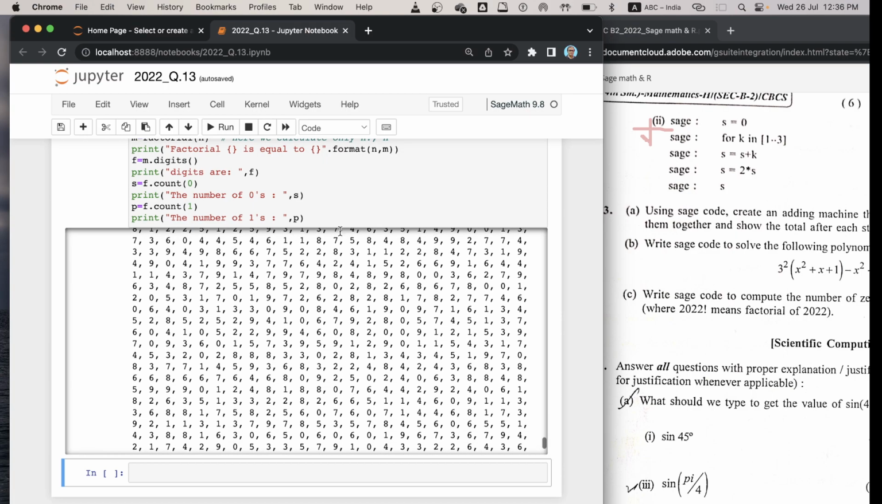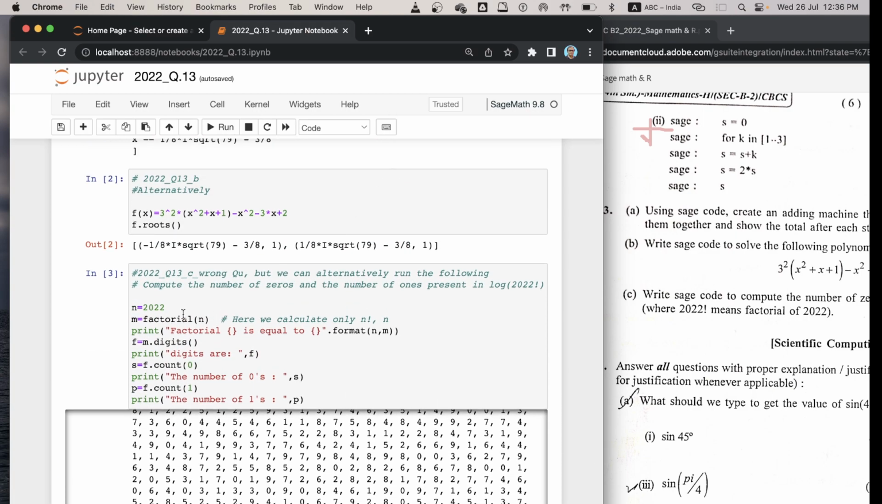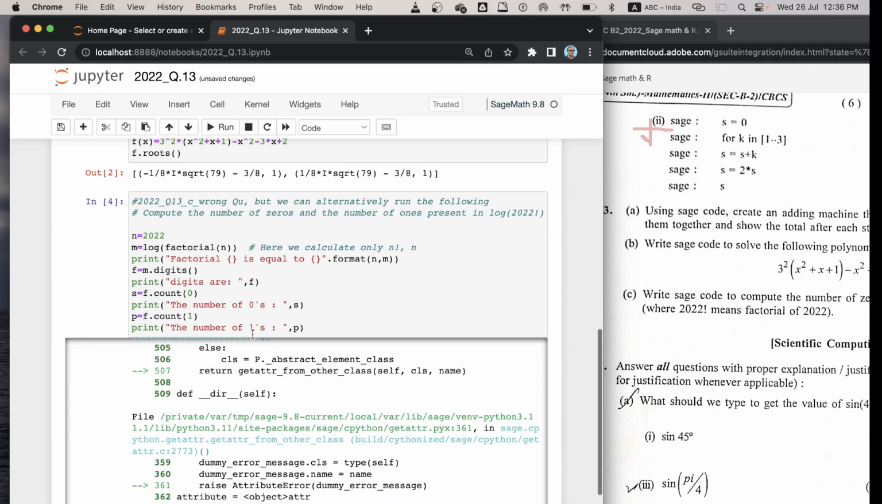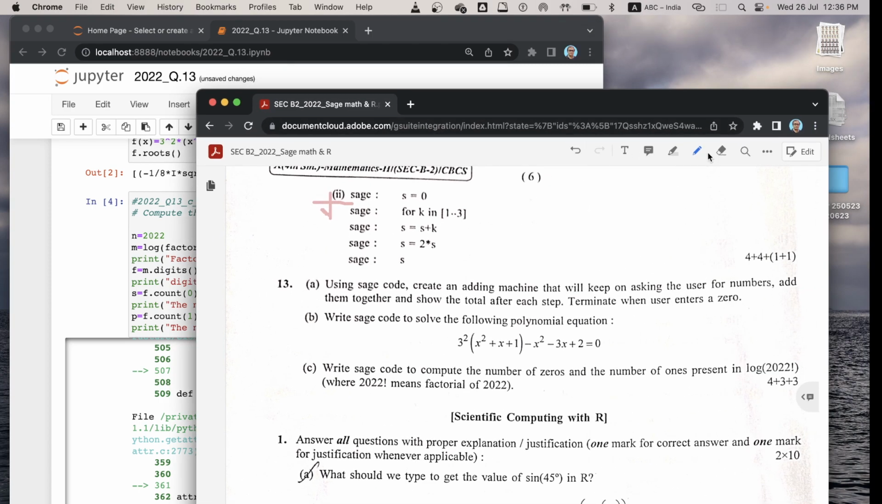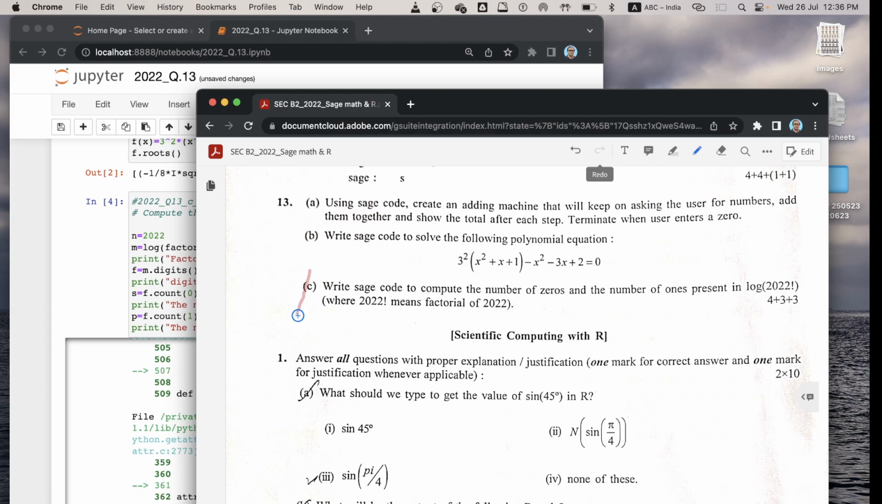559. But for the log of this factorial, put the log of the factorial and run this. Here there is an error, so the question is wrong here. Thank you for watching this lecture.